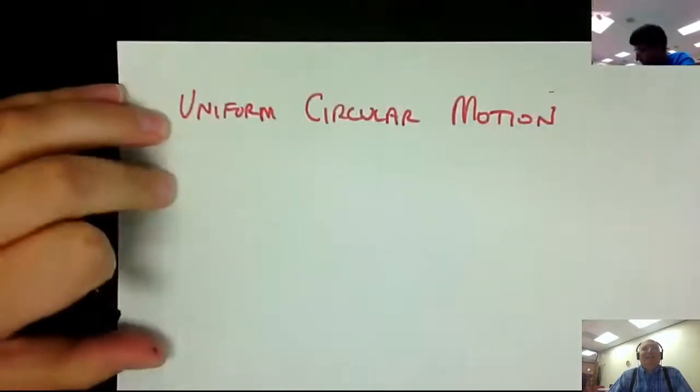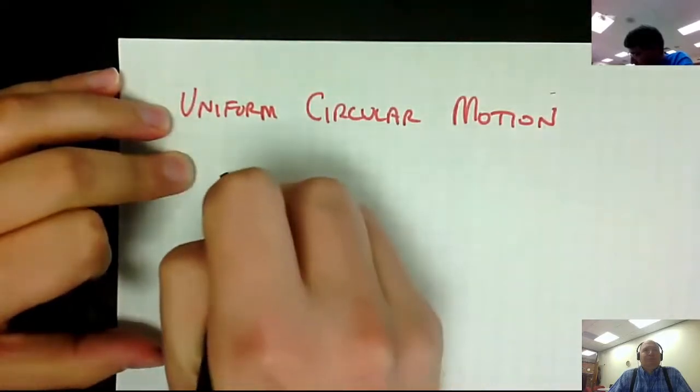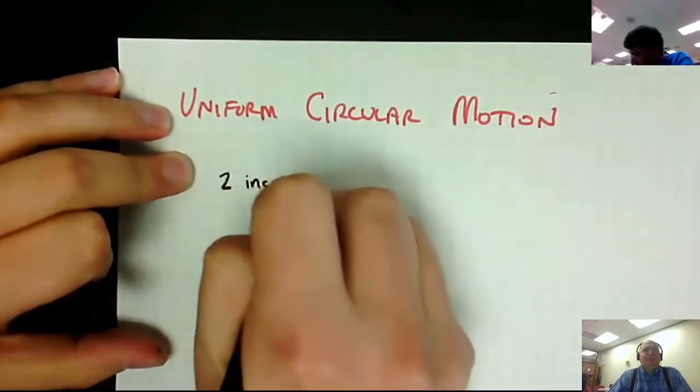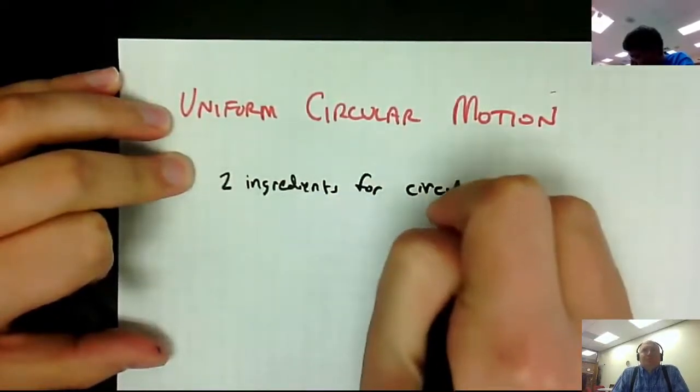So that's what we're going to look at. Turns out you need two things in order to go in a circle. Now he's going back to the other camera, I bet. First thing, oh, there we go. What am I going to say here? I'll just say two ingredients for circular motion. Oh, I like that. I like that a lot.